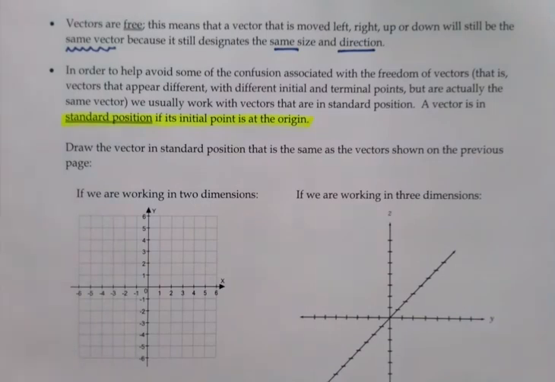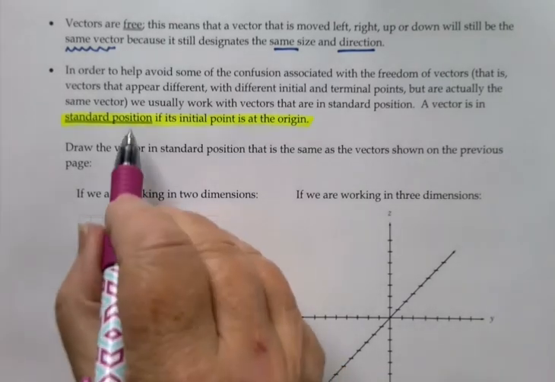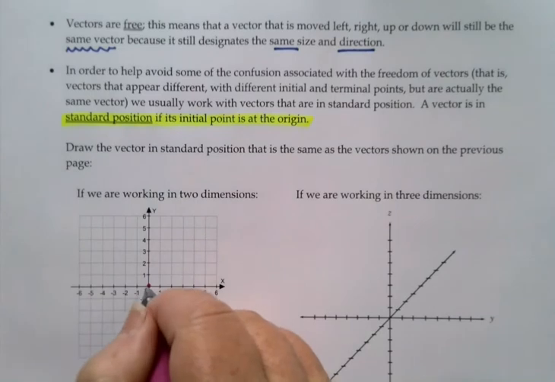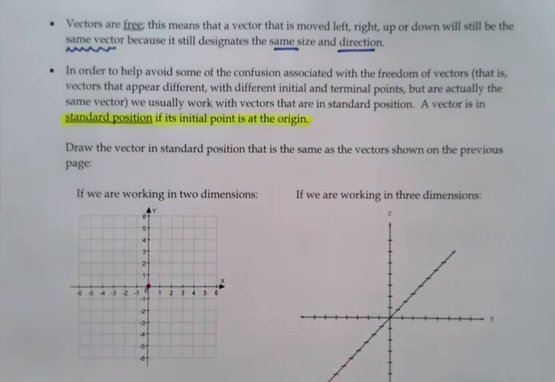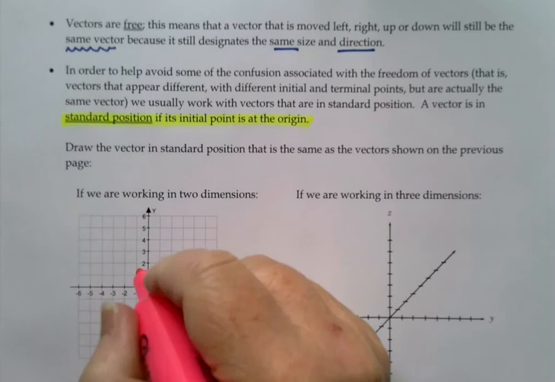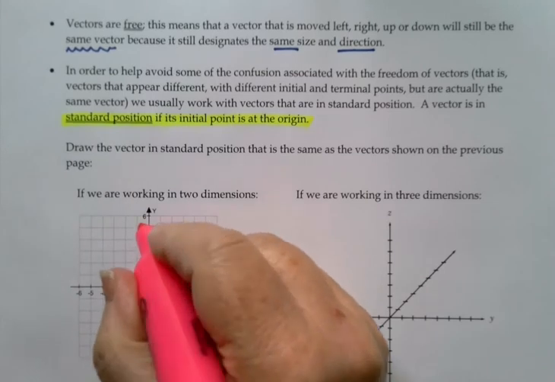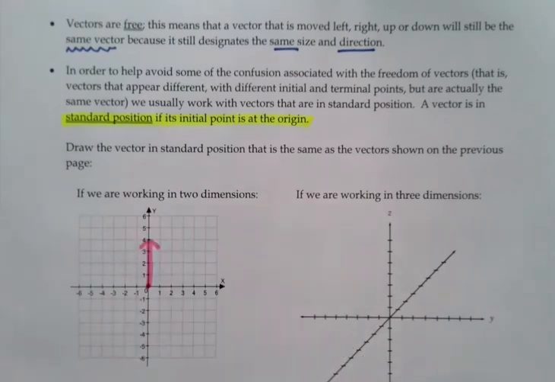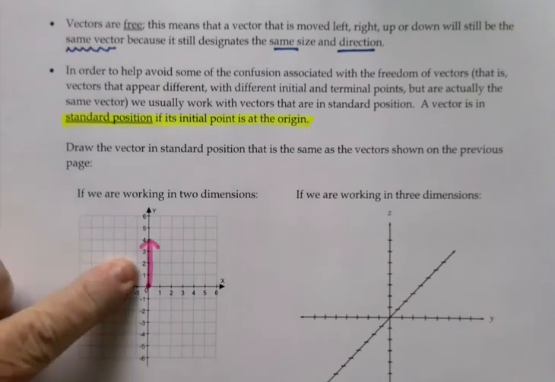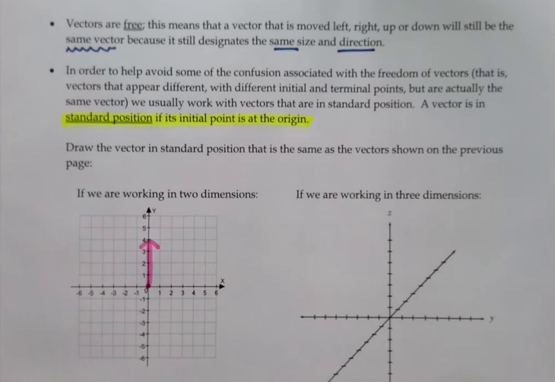So in the problems that we were working with, our vectors were supposed to be 4 meters per second, so 4 units long, and go due north. I could draw that by just starting my vector in standard position at the origin, and then drawing a vector of length 4 straight up, or due north. So that's the same vector as the ones on the previous page, but now it's in standard position.